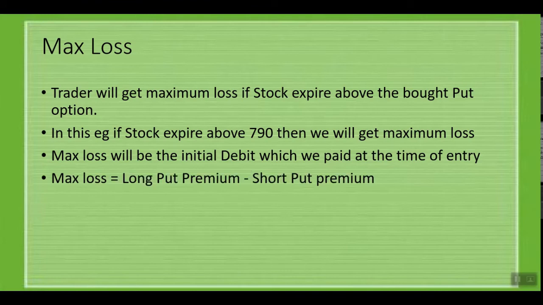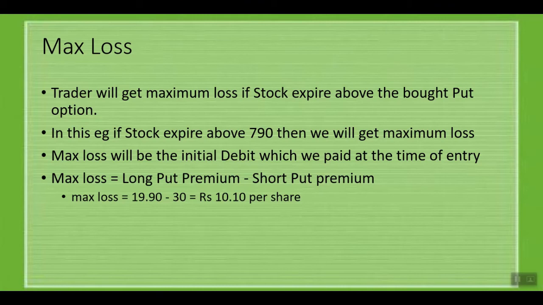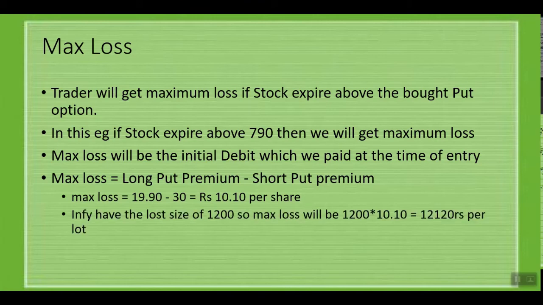So in this case, the maximum loss will be long put premium minus short put premium. So our long put premium minus short put premium is 19.90 minus 30, which is 10.10 per share. Infi has a lot size of 1200, so the max loss will be 1200 into 10.10, which is 12,120 rupees per lot.